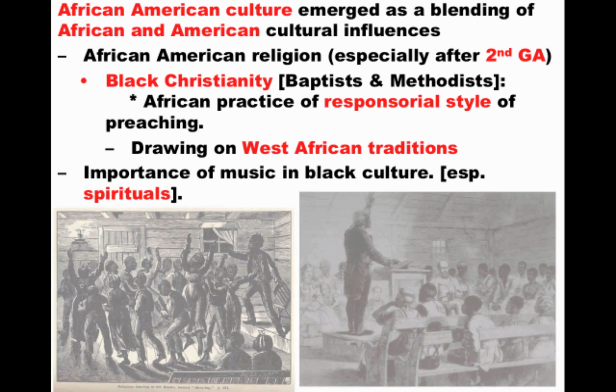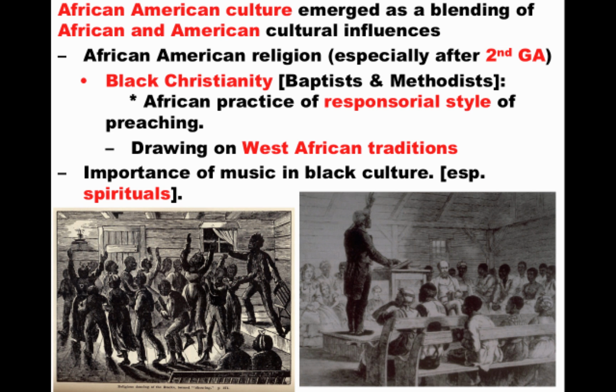But in spite of all this, African American culture emerged as a blending of African and American cultural influences. Slaves developed their own culture and their own system. One of the key components of this is African American religion, especially after the Second Great Awakening. Many slaves had been converted to Christianity, but what happens here is very unique. Black Christianity, especially amongst Methodists and Baptists, adopted African practices like the responsorial style of preaching, drawing on West African traditions where you have this back and forth between the church leaders and the members of the church. Another important component is the black slave songs, the spirituals, also drawing on West African traditions. So this is a key part of this experience.